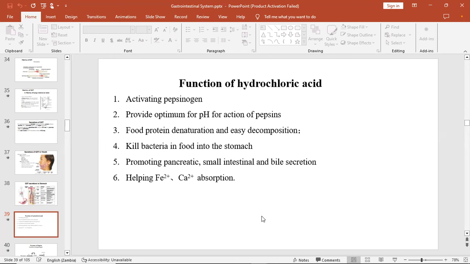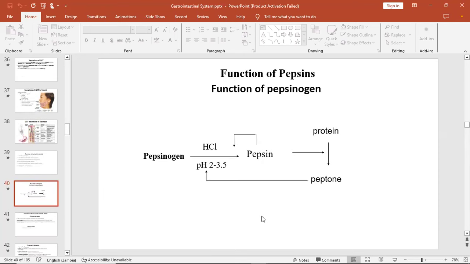Then number 6, helping iron and calcium absorption. Remember, iron is very important for production of red blood cells, right? While calcium is important for formation of bones and also for muscle contraction. So these are the importance of what we call hydrochloric acid. So function of pepsin, function of pepsinogen, okay? Yeah, so this is a function of pepsin.